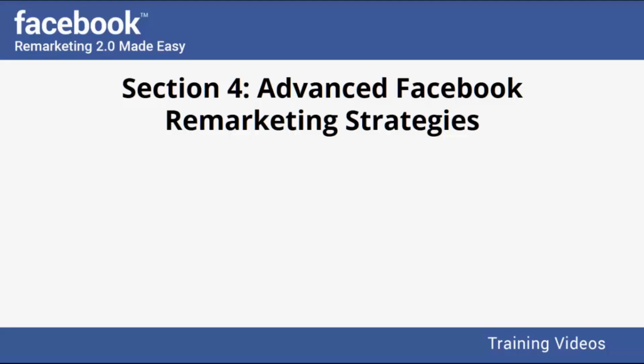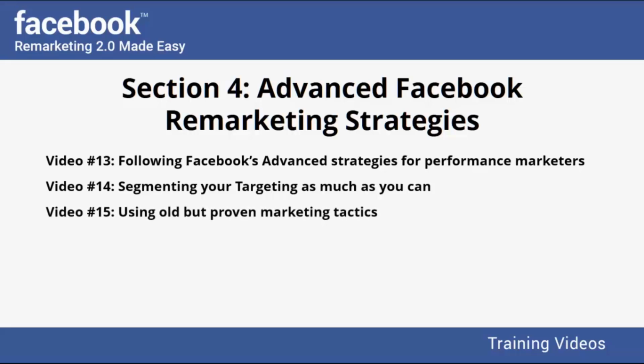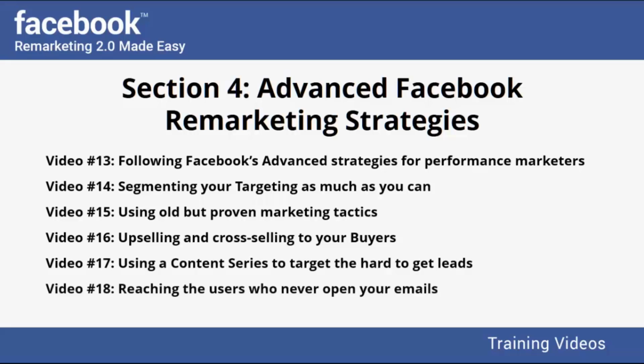Section 4. Advanced Facebook Remarketing Strategies. In videos 13 through 18, we will talk about following Facebook's advanced strategies for performance marketers, segmenting your targeting as much as you can, using old but proven marketing tactics, upselling and cross-selling to your buyers, using a content series to target the hard-to-get leads, and reaching the users who never open your emails.